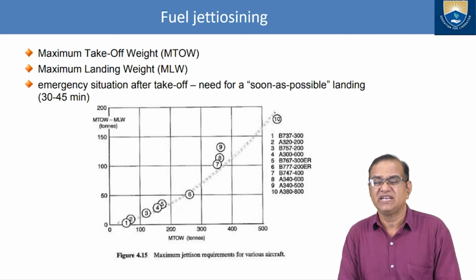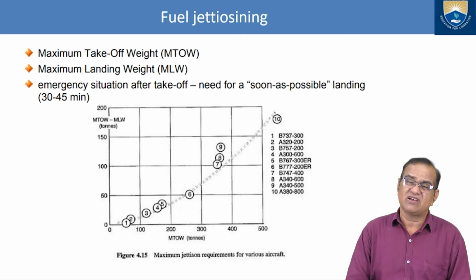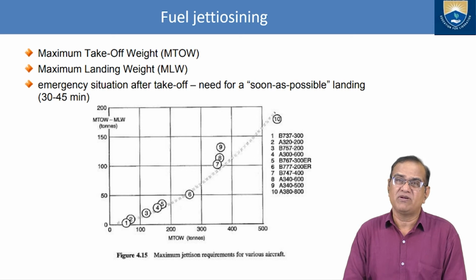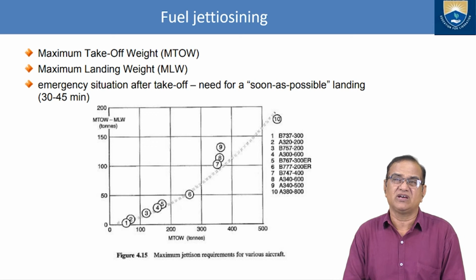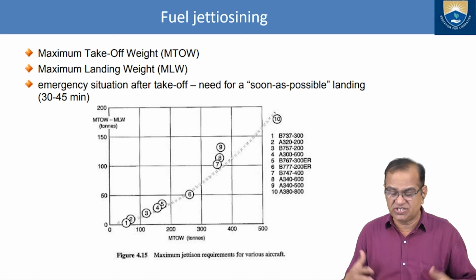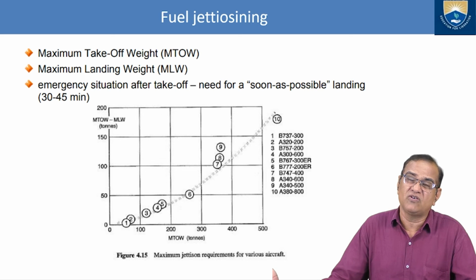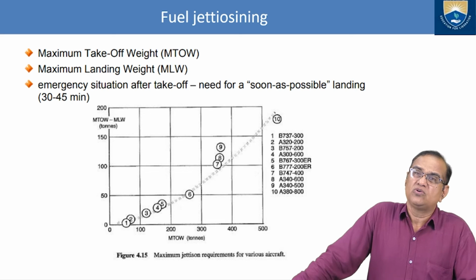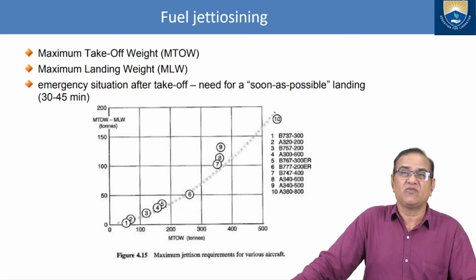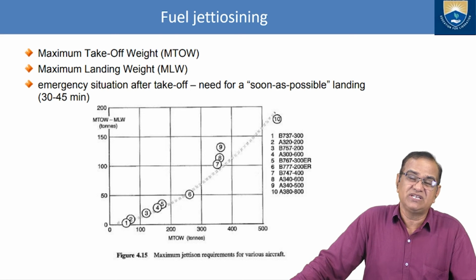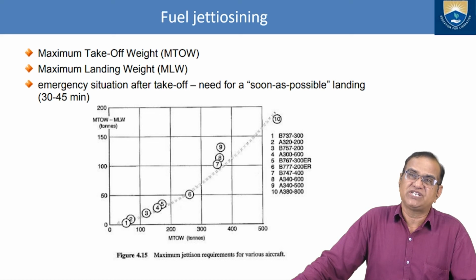Fuel jettisoning, it is the last topic. In case of some weight problem, where the maximum takeoff weight or the maximum landing weight is exceeded, or the weather is not good, at that time we have to jettison or remove the fuel from inside the aircraft in no time. So maximum takeoff weight is one criterion. If maximum landing weight is exceeded, we have to jettison.